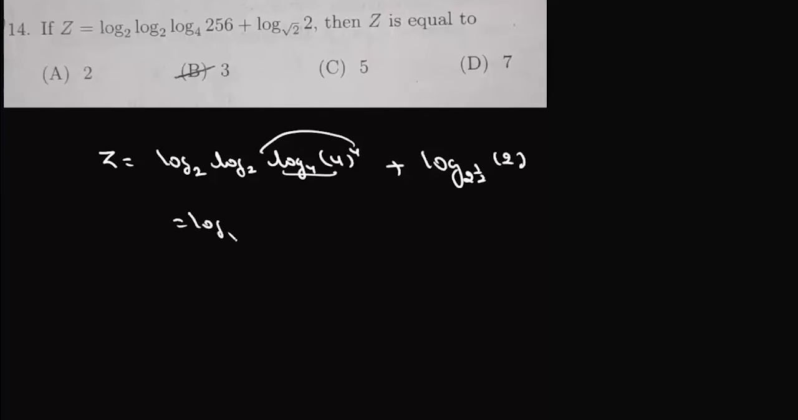So it will be log of 2 square base 2, and here the power of the base comes out as reciprocal. So this is 1 upon 1 by 2, and log 2 base 2 is 1. Now here log 2 base 2 is 1, and here also it will be log 2 base 2. So this is 1 plus 2, and that will be 3, and that's your option B.